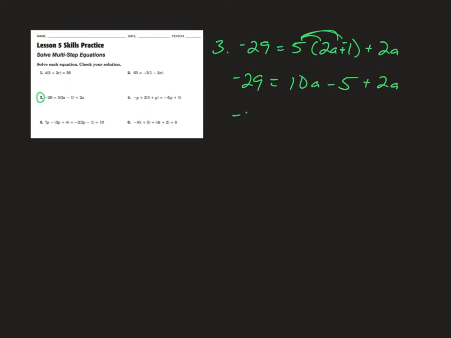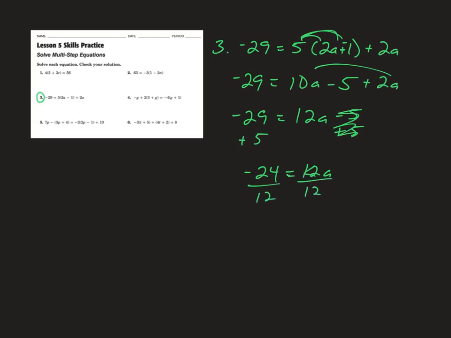So continuing with our work here, we've got negative 29 equals, we can take 10a and 2a, we can combine those because they're like terms to get 12a minus 5. Now we want to get the variable alone, so we're going to add 5 to both sides of the equal sign. And negative 29 plus 5 is negative 24. That's equal to 12a. My last step is to divide both sides by 12, and I get -2 equals a, or obviously a equals -2.